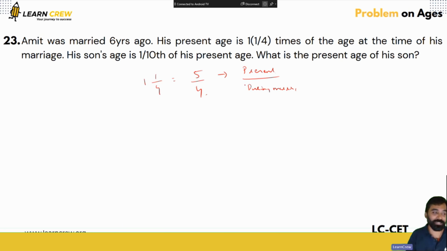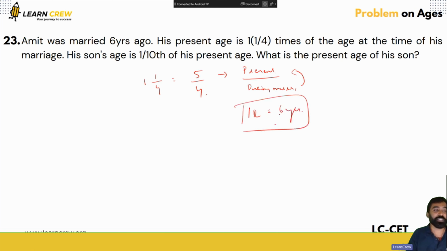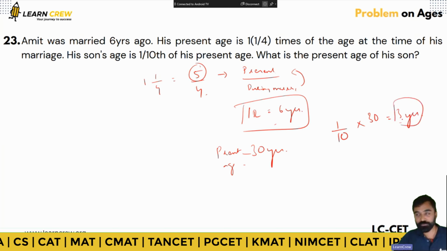Now, Amit was married 6 years ago. Means what did you do? Minus. So this minus this is nothing but single ratio is 6 years. If single ratio is 6 years, what is the present age? 5 into 6, 30 years. This is the present age. His son's age is 1/10 of his present age. 30. Fine. Easy one. No confusion.